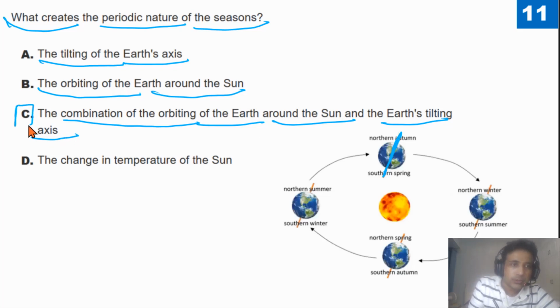So this option has to be correct because we have to choose only one option. So this is our answer for this question. If you look at option D, the change in temperature of the sun, it does not create the periodic nature of the seasons. So this is incorrect. So the answer for this question is C.